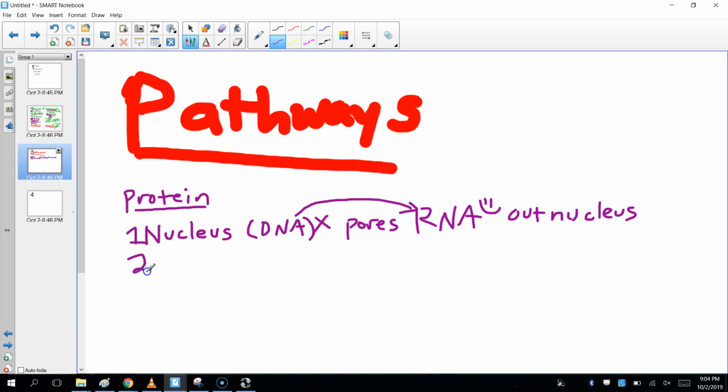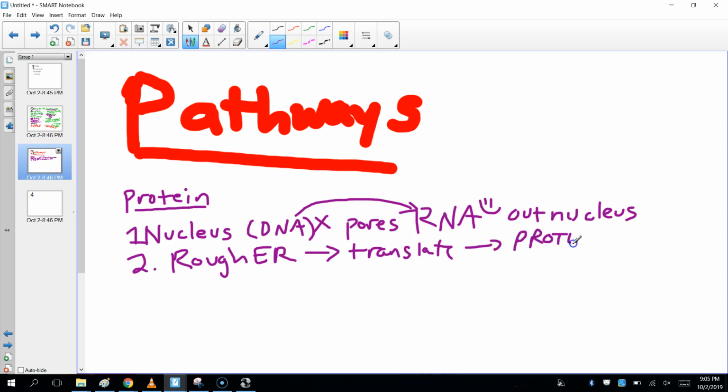From the nucleus, it'll go to the rough ER, and the rough ER will convert or translate that message that RNA has into a protein. Now remember, enzymes are proteins. Okay, so it can convert it into an enzyme.